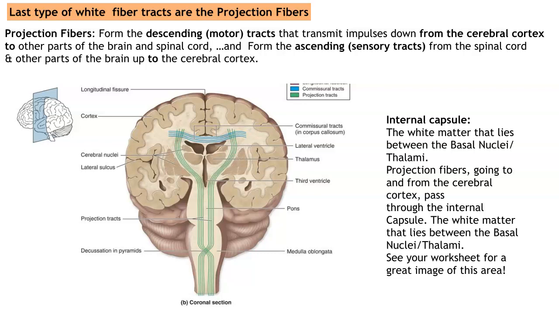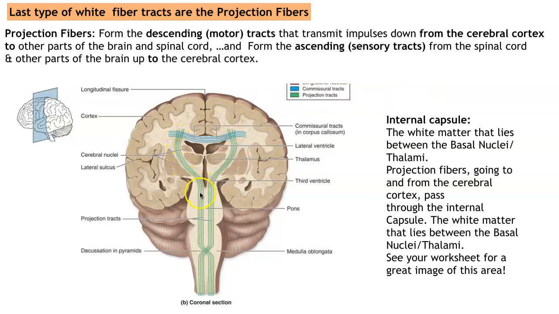Now, the last type of white fiber tracts are the projection fibers. We've actually talked about these before. You just didn't have a name for them. Remember we talked about the descending motor tracts that are coming from the cerebral cortex and going back down into the spinal cord to send out a command from the spinal cord to the spinal nerves? So that's a projection tract. Those descending motor tracts that are coming down, transmitting those impulses down the cerebral cortex, down into the spinal cord.